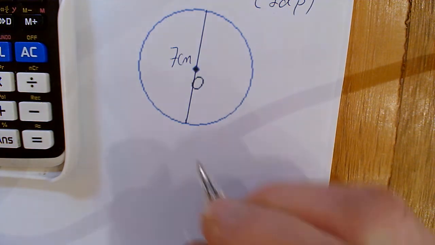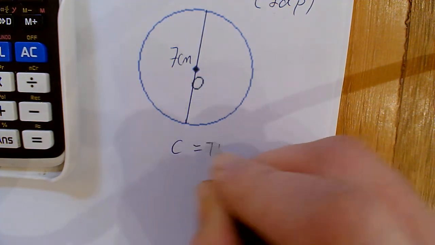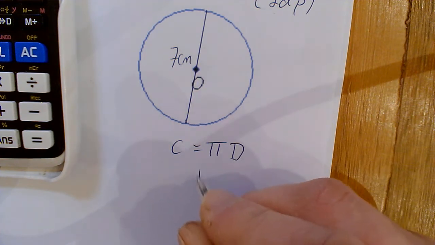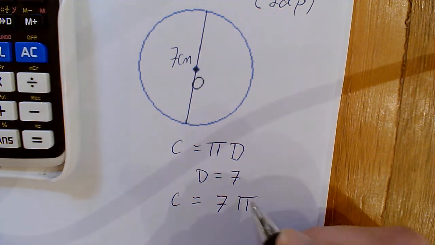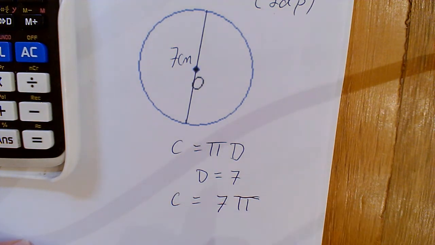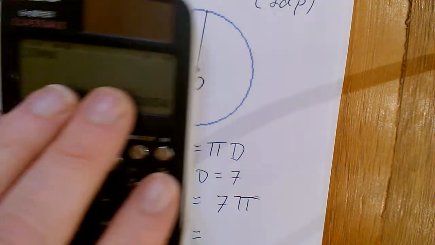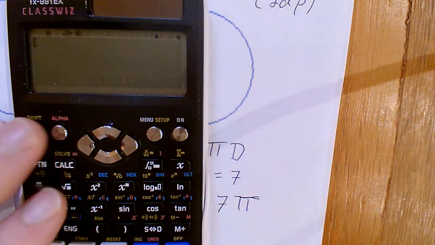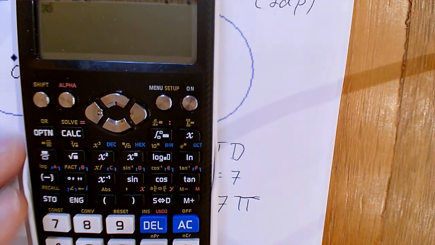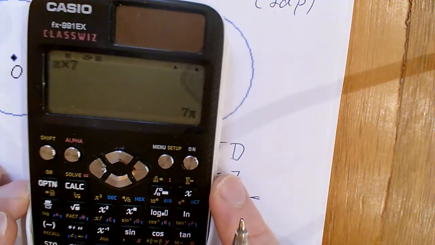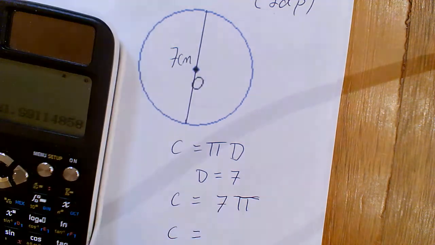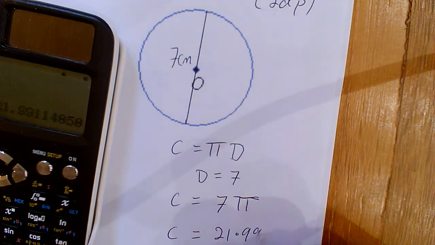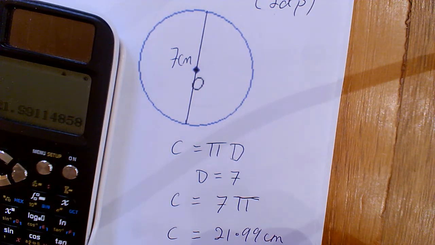Okay, so circumference is pi times diameter. The diameter is 7, so the circumference is 7 pi. If you want to leave your answer in terms of pi, that's it. If I want to get an exact answer though, I either do 7 times 3.14 or 7 times pi on the calculator. So shift times 10 to the x gives me pi, times by 7. Again, on the scientific calculator, it will come up as 7 pi first of all. Press SD, I've got 21.99. So C is 21.99 centimetres, and I've rounded that to 2 decimal places.